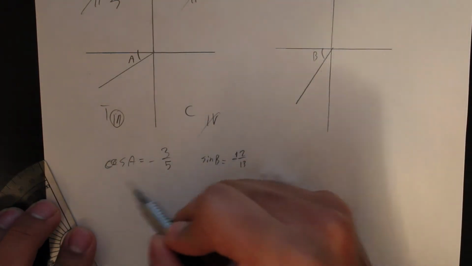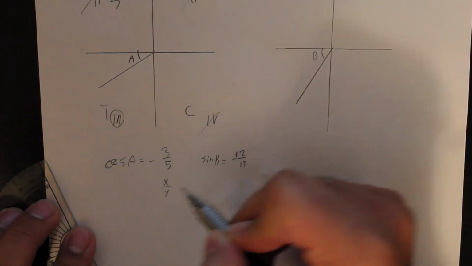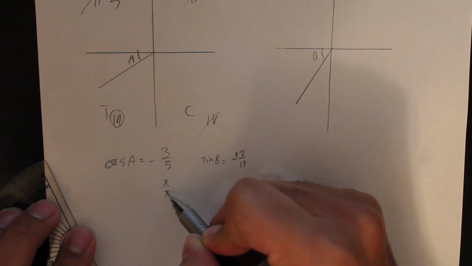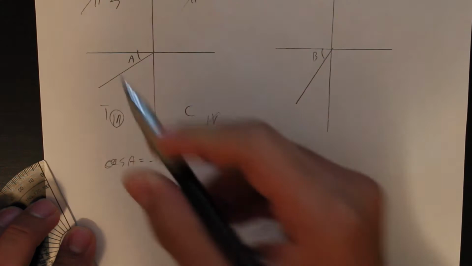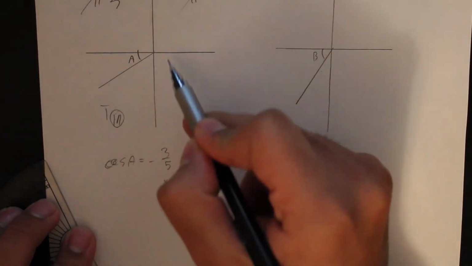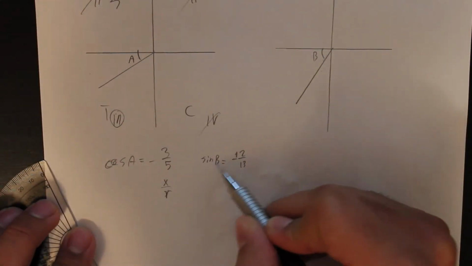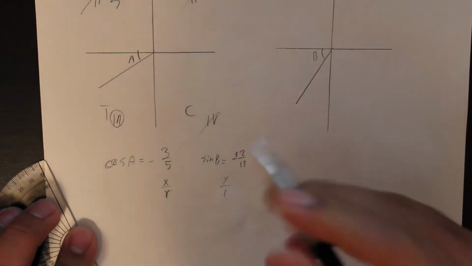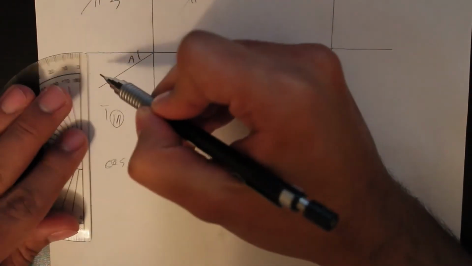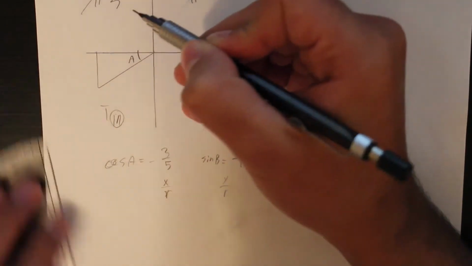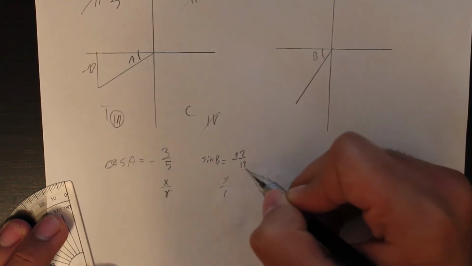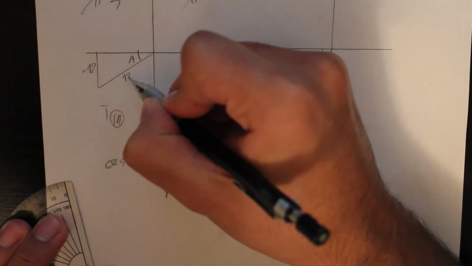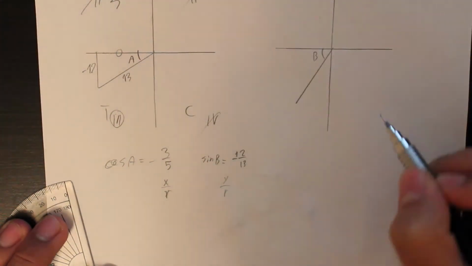Now cos of something means x over r, which is the length of the arm, and sine means y over r. In this case, if this were a right angle triangle, y is -12 because it goes down, and the hypotenuse can never be negative, and r is 13. So now we need to solve for that.